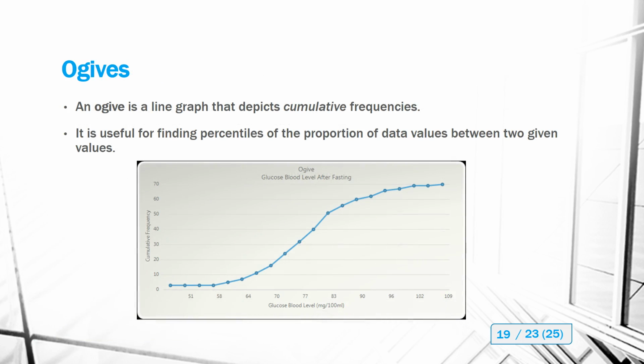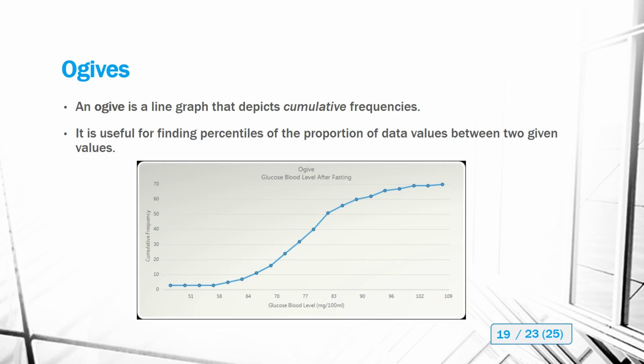Ogives. An ogive is simply a line graph that depicts a cumulative frequency. Kind of like the frequency polygon that we were looking at just a moment ago, instead of looking at each individual data point, where the line goes up and down, now the line is going to continually go up.